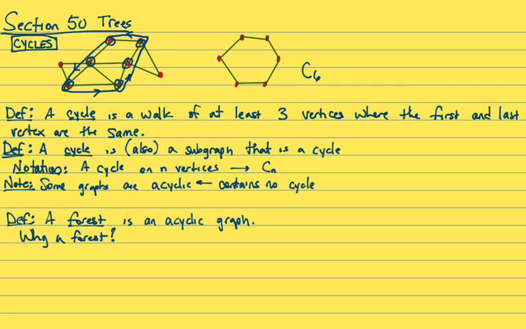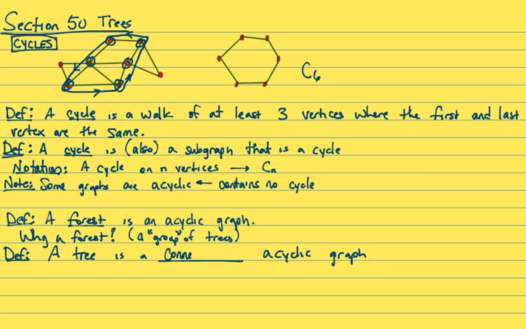Well, we're going to be looking at a type of graph that we're going to call a tree. So a forest can be thought of as a group of trees. So what do I mean by a tree? A tree is going to be a type of graph that is acyclic, but to be specific, we want it to have only one component. So we're going to call a tree, this definition right here is for this word right here, a definition of a tree: a connected acyclic graph.